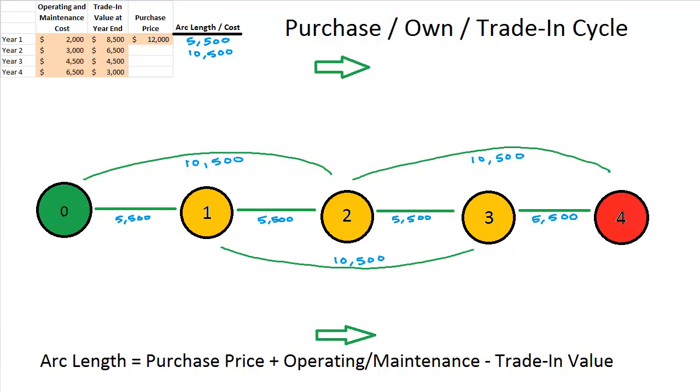Okay, so here are our 2-year cycles and their arc lengths, or cost. Now we only have 3 of them, from 0 to year 2 and year 2 to 4, and then from year 1 to 3. So the next thing we have to consider are our 3-year cycles. So of course that would be 0 to 3 and 1 to 4. So let's go ahead and figure out the cost on the 3-year cycle.